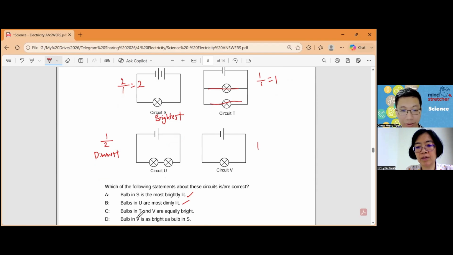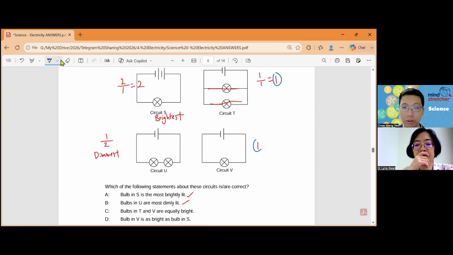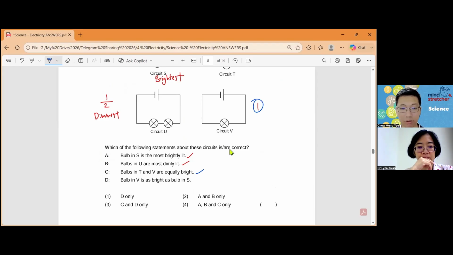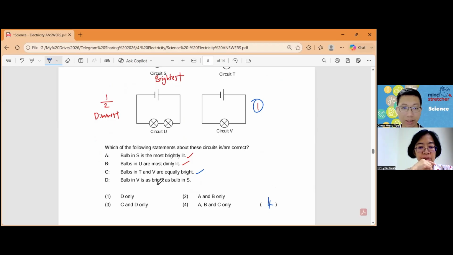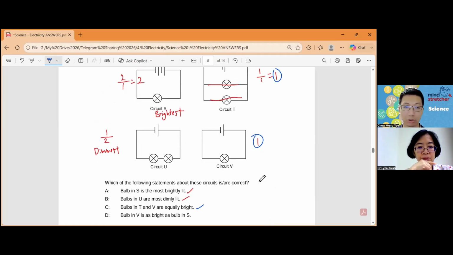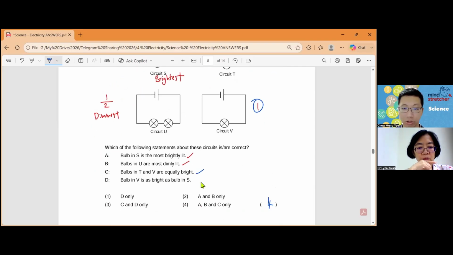Bulbs in T and V are equally bright. We have calculated that, right? All of them have 1 unit of brightness, so they're all equally bright. So A, B, and C are correct. Do we have our answers? Yes. So answer is 4. But let's look at option D. Bulb in V is as bright as bulb in S. So V is 1 unit, but S is 2 units. So D must be wrong. So answer is 4.